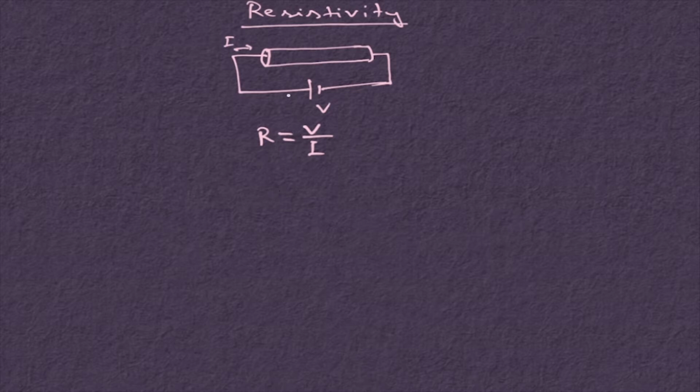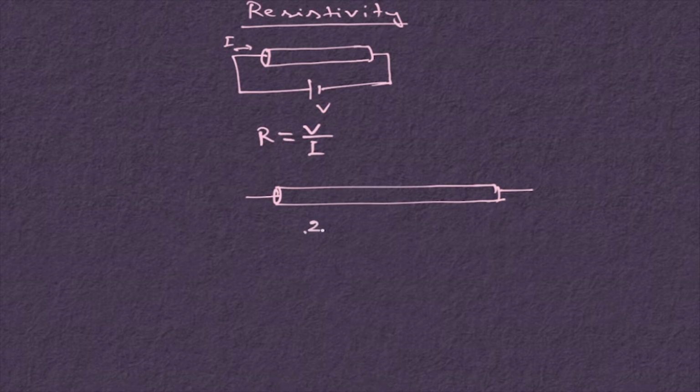Now let us consider, if the length of the conductor is made twice, then what will happen? The current flow through the conductor will be reduced by half. That is because the resistance has become twice. The length being made twice means the resistance has become twice. And if the length is made thrice, the resistance of the conductor will become 3 times.